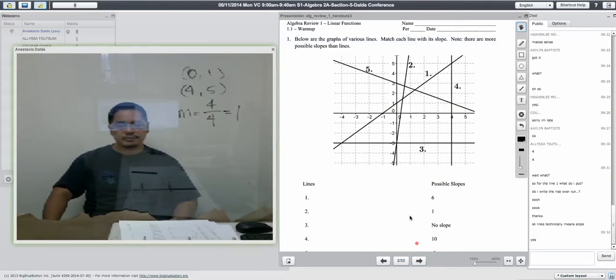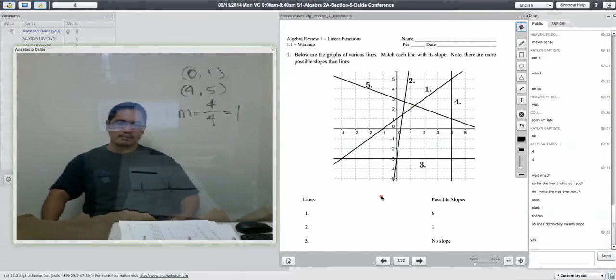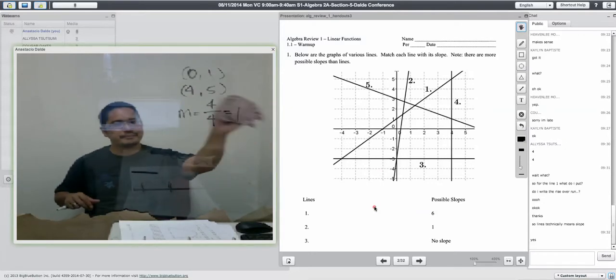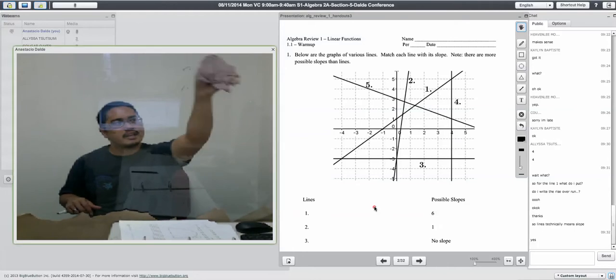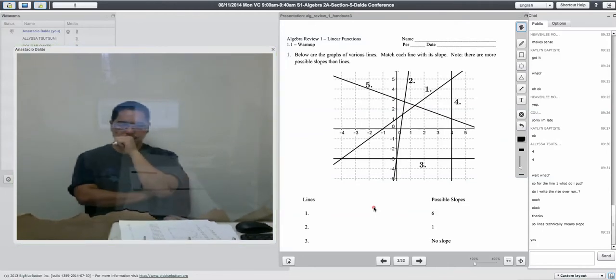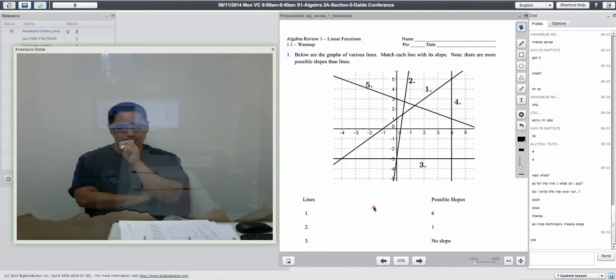Alright. Let's look at line 4 real quick. I'm just wondering. Actually, you know what? I don't want to give that one away. Actually, yeah, let's do it. Let's look at line 4. Okay? Name for me 1 point on that line. Choose a point on that line and name it for me. Tell me exactly what the point is. What are the coordinates of that point? You guys need help? If you need help, say need help or IDK.